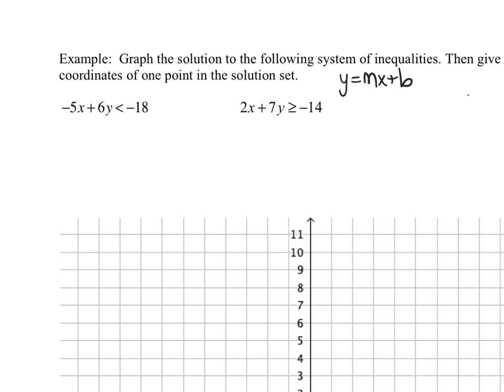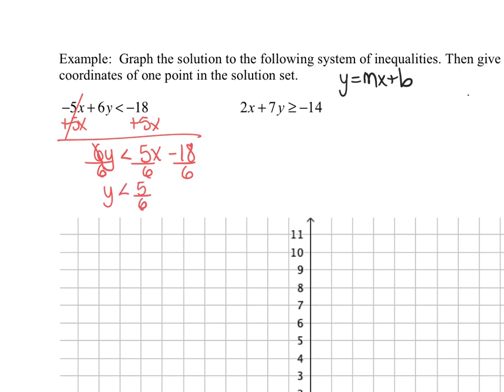So for the first equation, I'm going to add the 5x to both sides so I can get y by itself. And then I'm left with 6y less than, I'm going to put the 5x out front so that it looks like mx plus b, and then minus 18 out back. And then my next step is to divide everything by 6 in order to get y by itself. When I do that, I now have y less than 5 over 6x, which is helpful to us because it is a slope, so that's fine. And then minus 18 divided by 6 is 3. There's our first equation, okay?